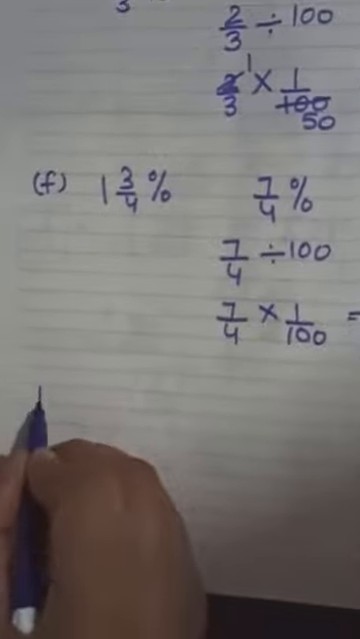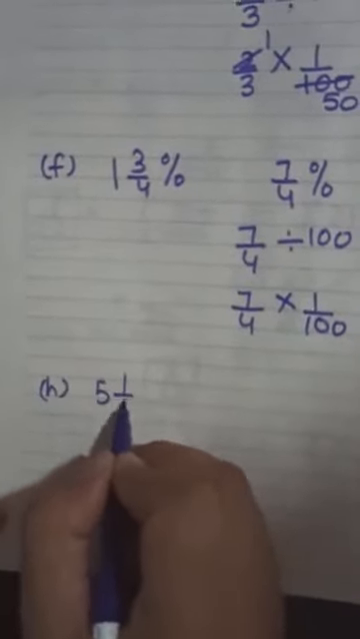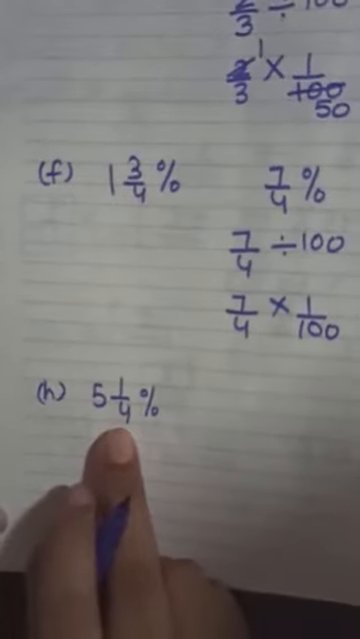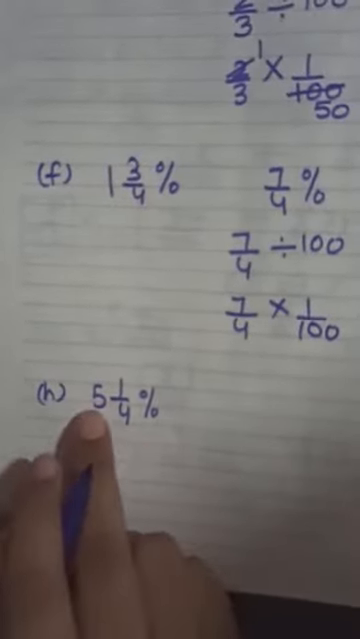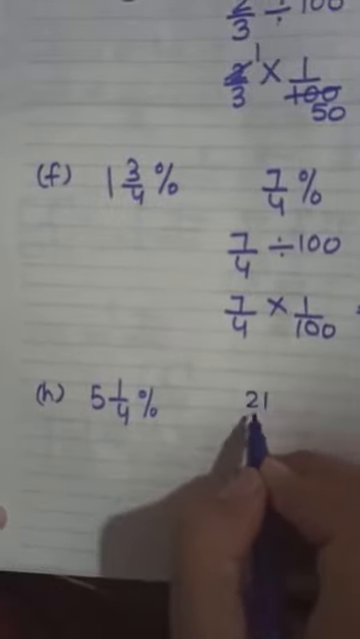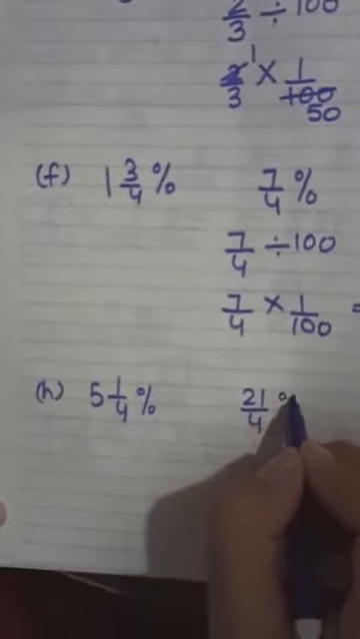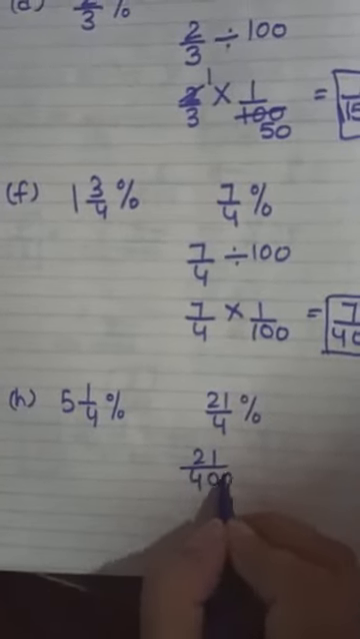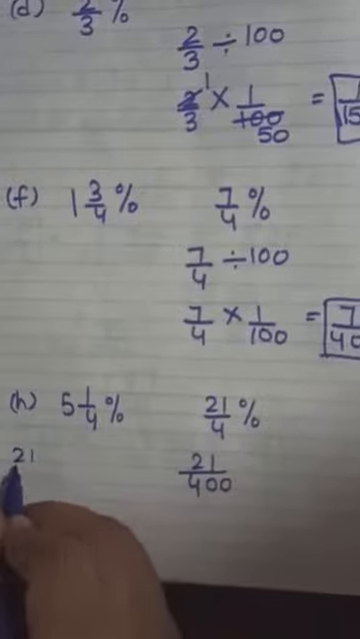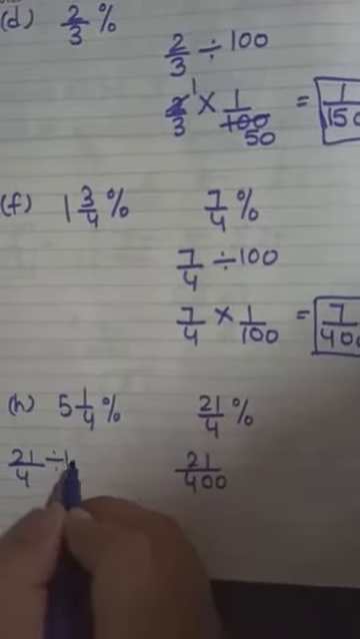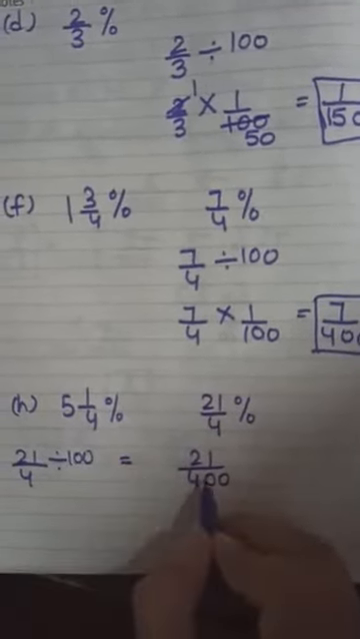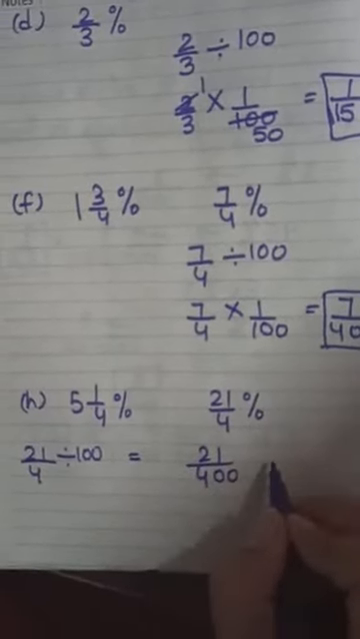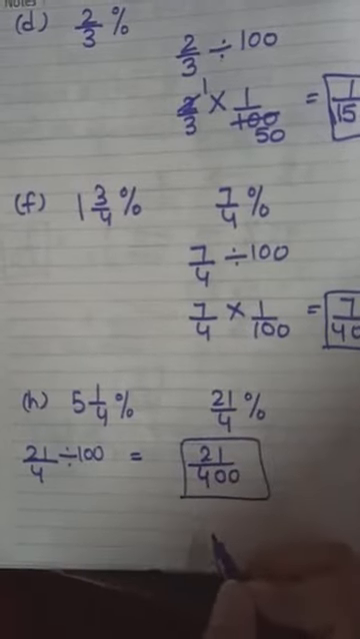Let's move on to the H part, that is 5 1 by 4%. So this is a mixed number. First we will convert it to an improper fraction. 4 5s are 20, 20 plus 1 is 21. This is 21 by 4%. So when we divide, this 100 will come in the denominator as we've been doing here. This is 21 by 4 divided by 100. This is equal to 21 by 400. Now, any cutting possible? No. So this is the final answer.